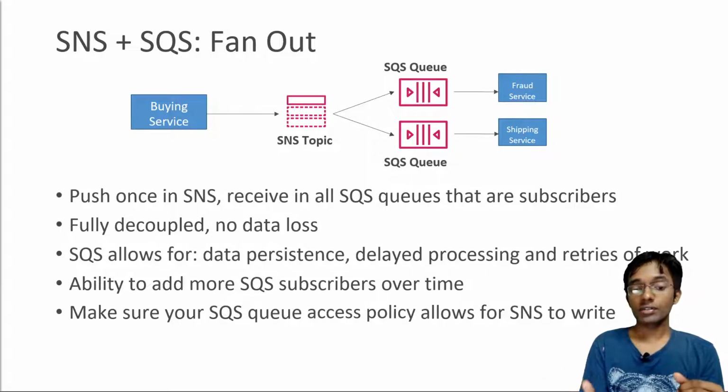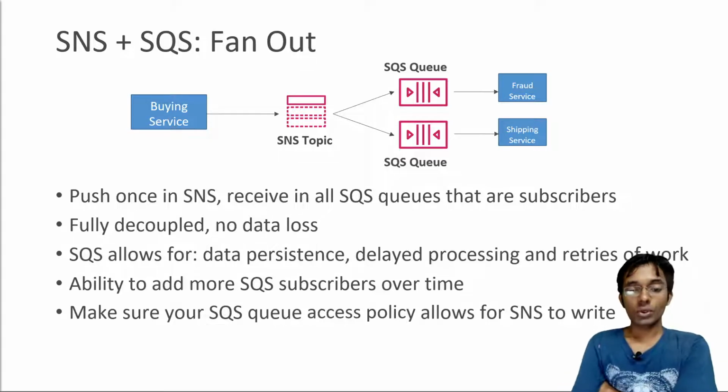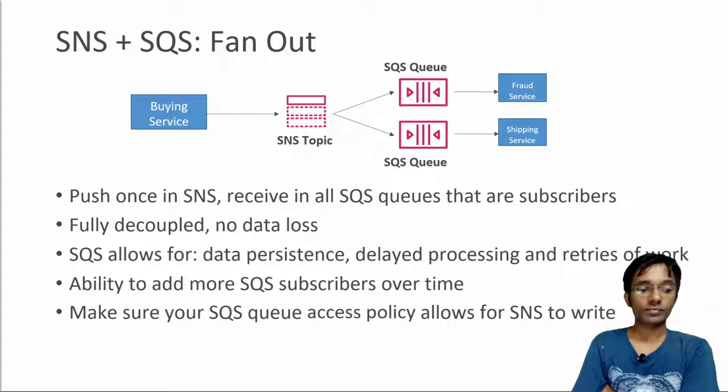The idea with this as well is that it's a fully decoupled model, and there is no data loss. SQS will give you data persistence, delayed processing, as well as retries of work. And with this pattern, you can add more SQS queues as subscribers of the SNS topic over time. For this, we need to make sure that your SQS queue access policy, as we have seen from before, allows your SNS topic to write to your SQS queue. So again, yet another use case for using SQS queue access policies.